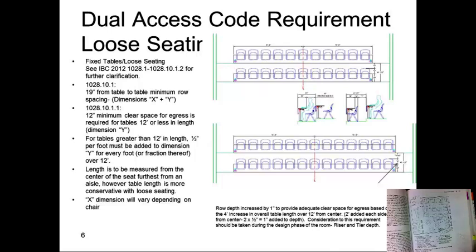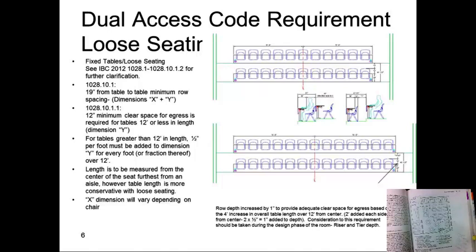So there's all types of things, because we're going to do conference seatings and stuff. Sometimes you have dual access code requirements. What that's talking about, if you have where you could go out one direction here or one direction here. So what you're going to do is you're going to figure the middle of this, and then from here to here is 12, and from here to here is 12.